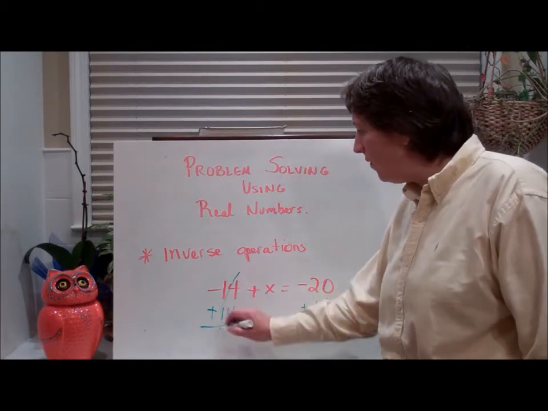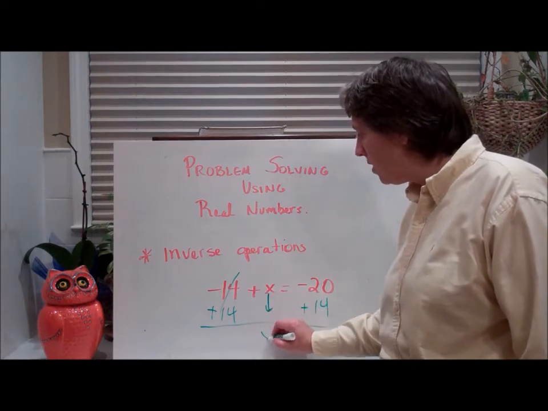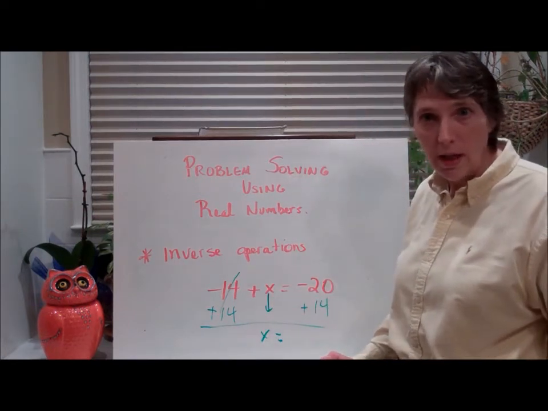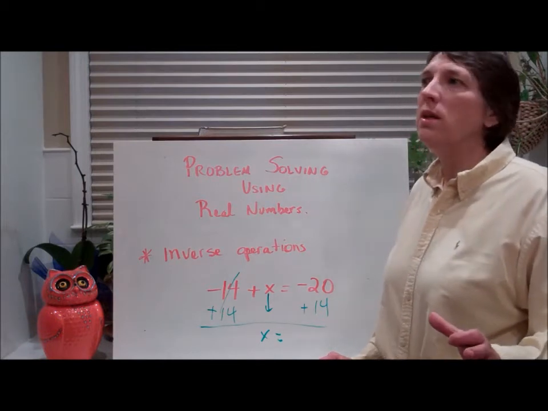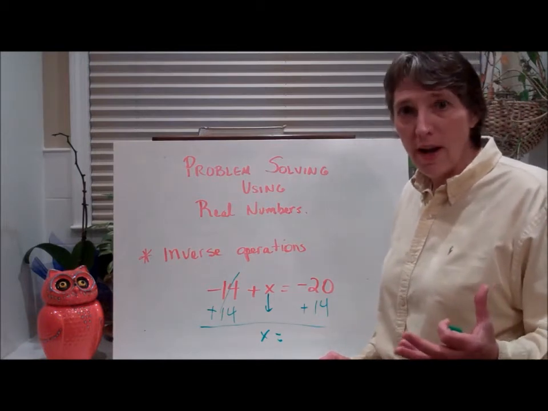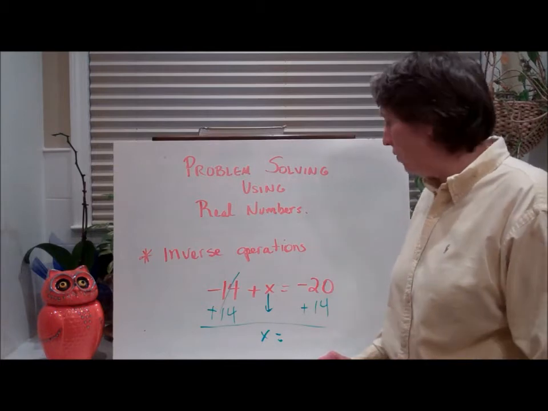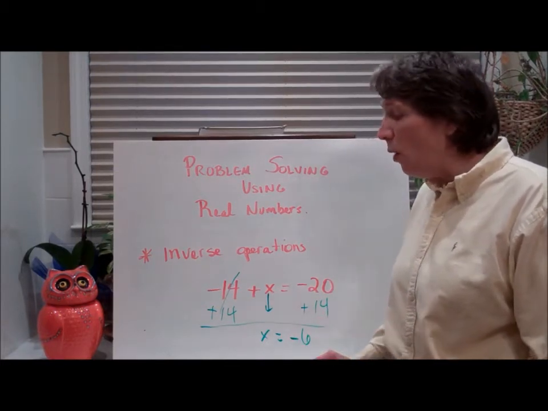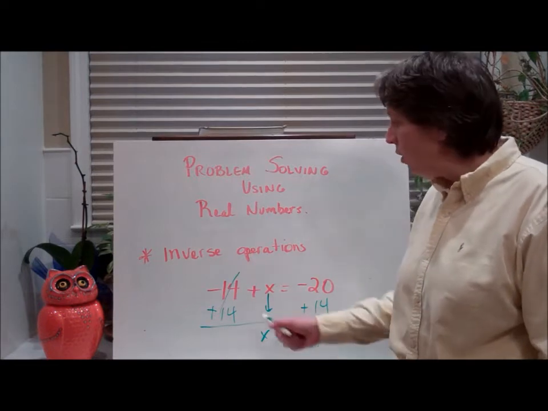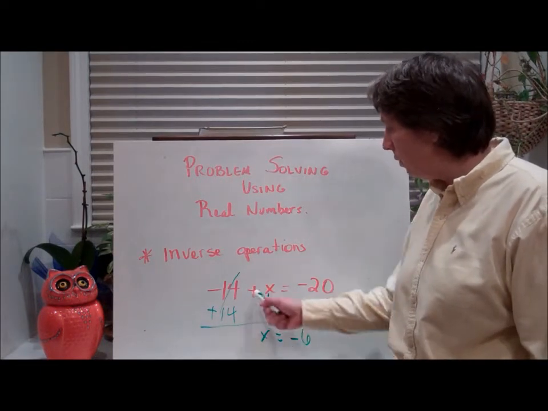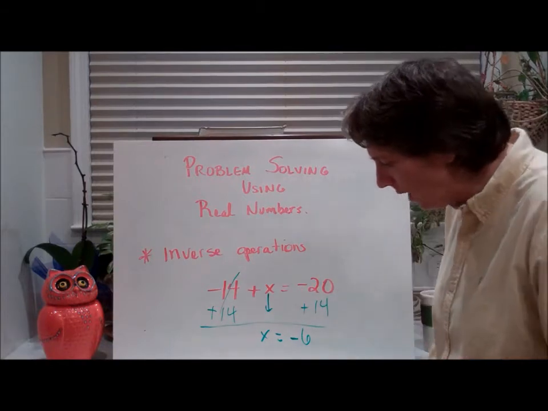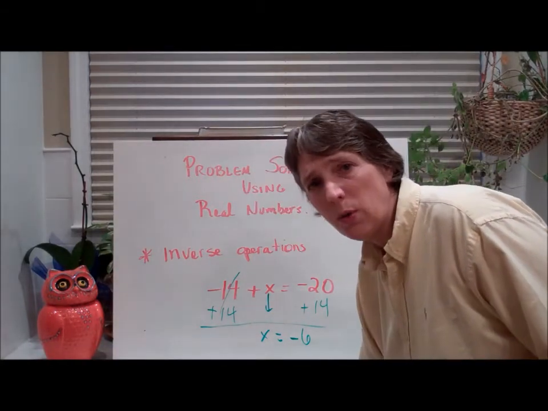So when we do that, this cancels, the x comes down, and we get negative 20 plus 14. So all that practice we did with positive and negative numbers of adding and subtracting, now we're going to use it. So negative 20 plus 14 is negative 6. You always do a quick check, and you plug in: negative 14 plus negative 6 is indeed negative 20.